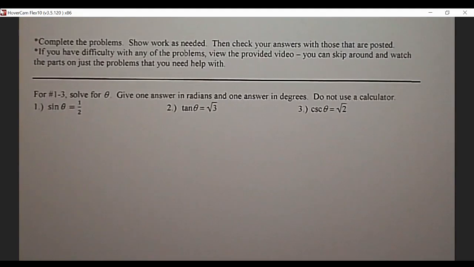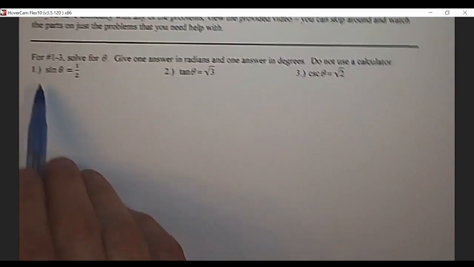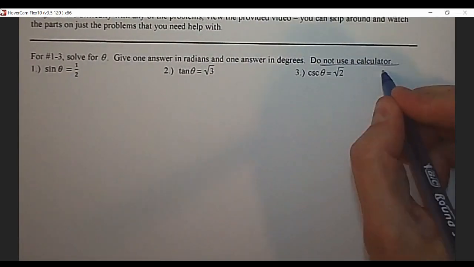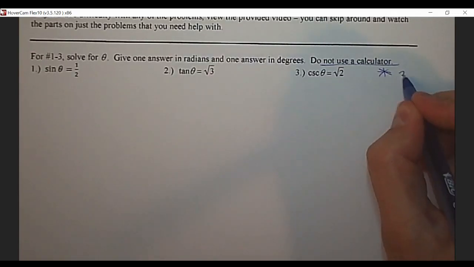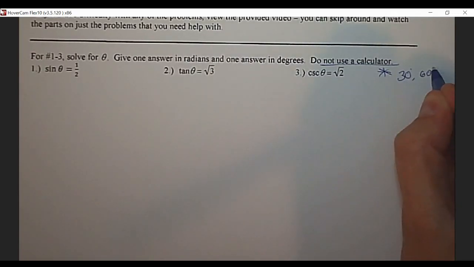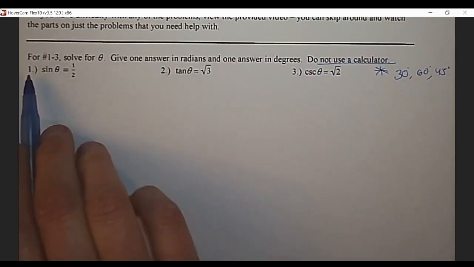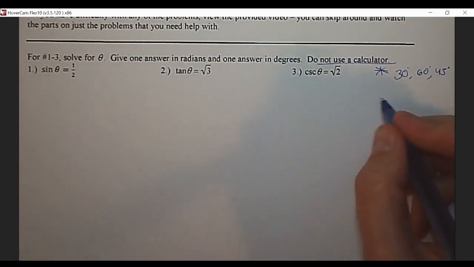to you. So for 1 through 3, we are solving for theta, and we're not using a calculator. So the fact that we're not using a calculator and we're solving for theta indicates to us that we're probably looking at our special angles, which are 30, 60, and 45. So those are really going to be our only answer choices. And for each of these, we're going to give one answer in degrees and one answer in radians.